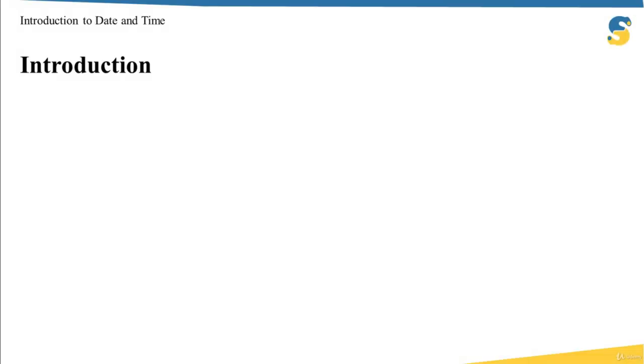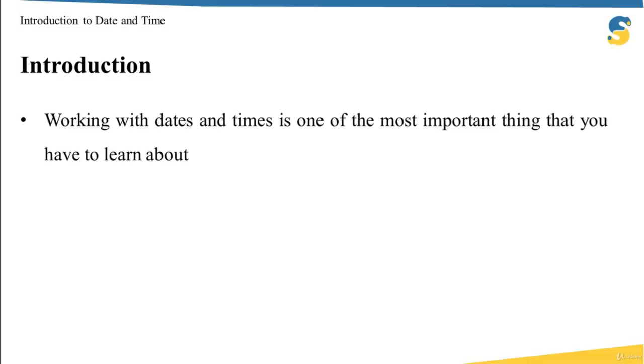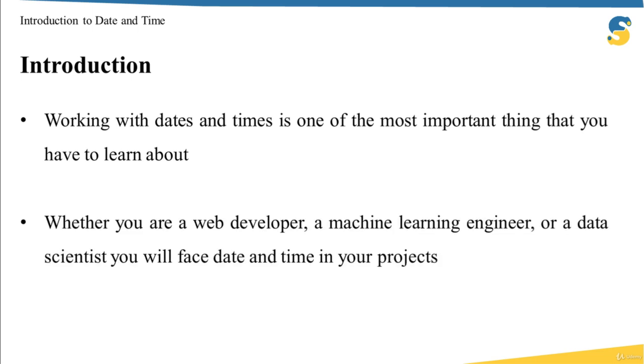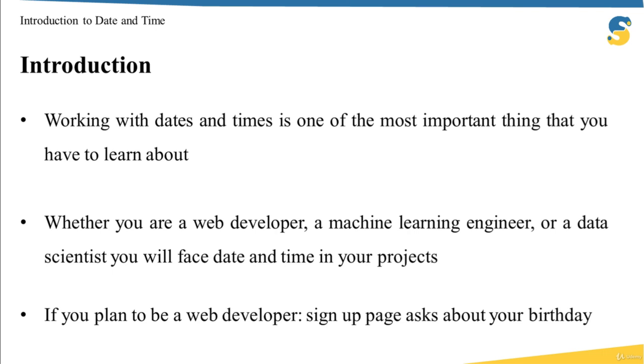The first thing that you have to know is that working with dates and times is one of the most important things that you have to learn about. Why? Because whether you are a web developer, a machine learning engineer, or a data scientist, you will face date and time in your project. For example, if you plan to be a web developer and you want to create a sign-up page, usually you ask your customers about the birthday, which is a date.